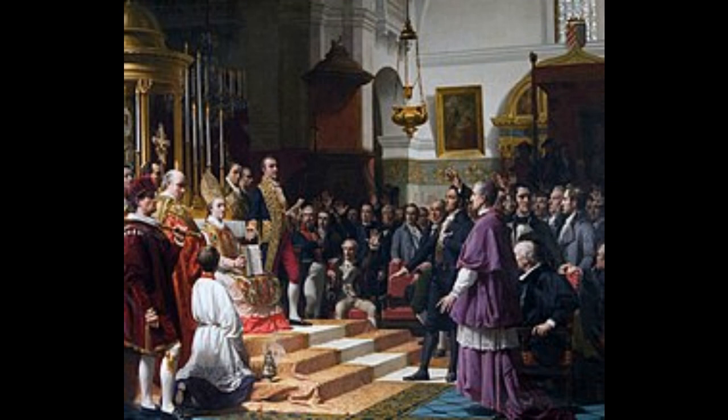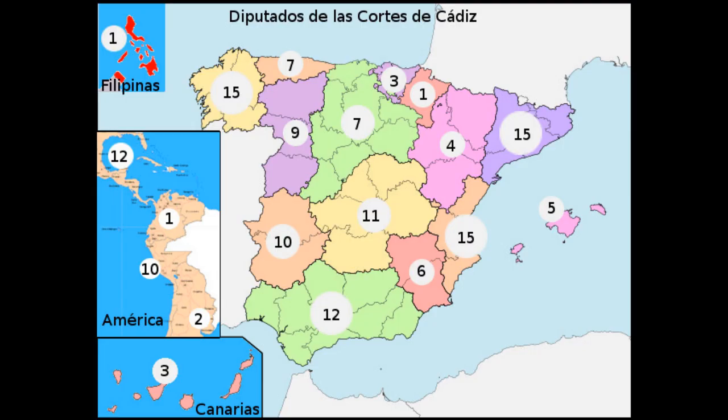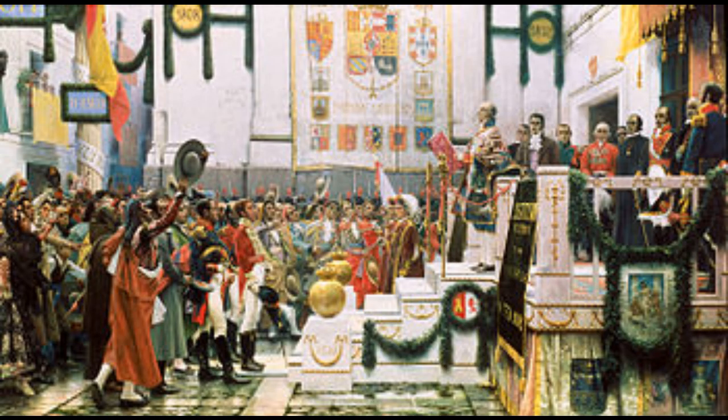In 1809, they sent letters to the Spanish territories around the world asking them to send representatives to Cádiz as part of their new governmental policy. It was the first time any European country had made such a move with their empire. Their first session was held in 1810.